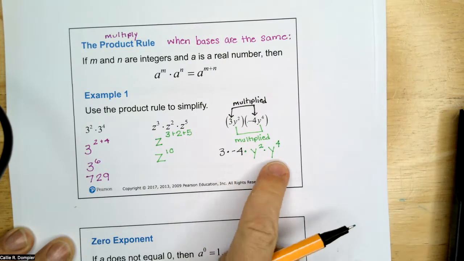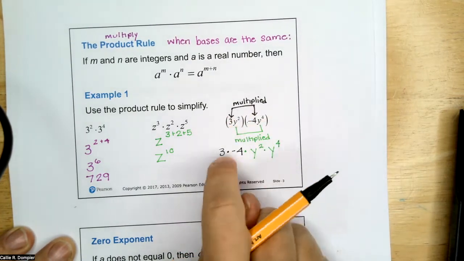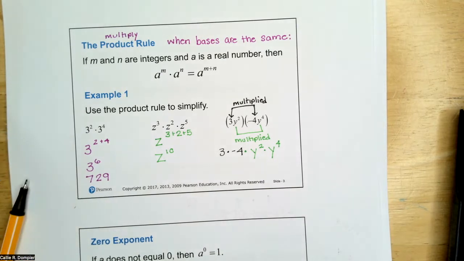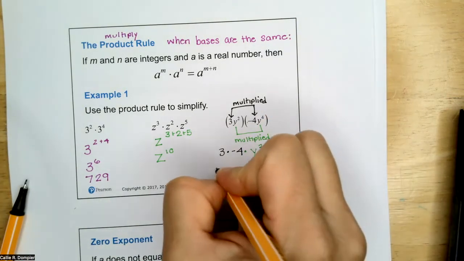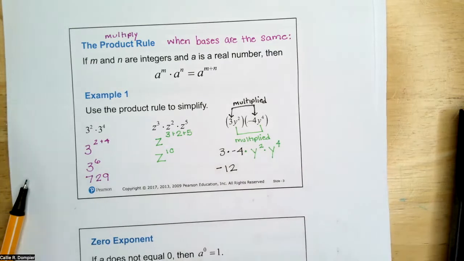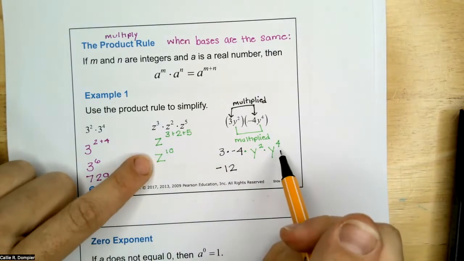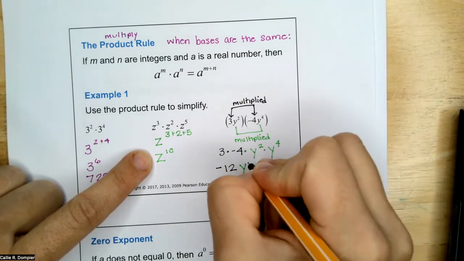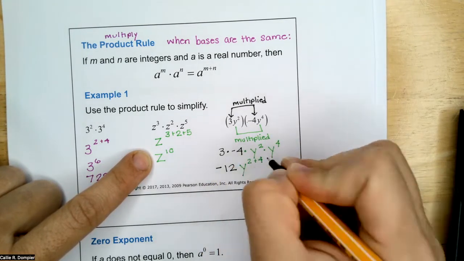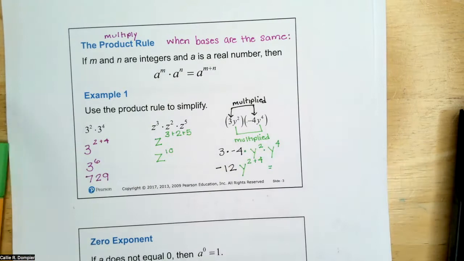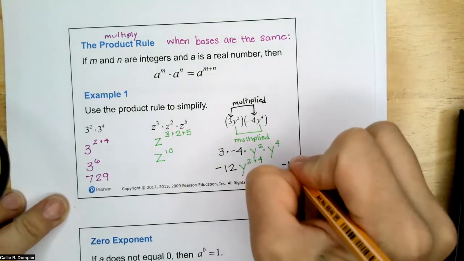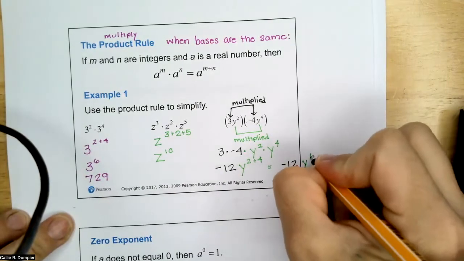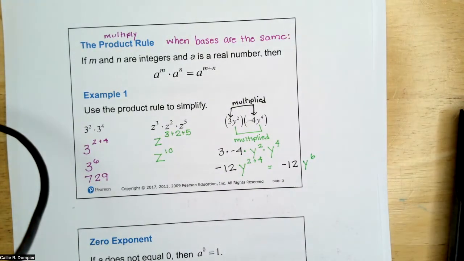I just put them in order so that I could multiply the number with the number and the letter with the letter. So 3 times a negative 4, 3 times 4 is 12, right? And a positive times a negative is a negative. And then y squared times y to the 4th, it's keep the base, add the exponents. 2 plus 4, which becomes, keep that negative 12, and then times y to the 6th. And that's as simple as we can make it, okay?